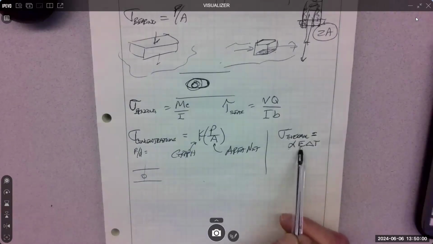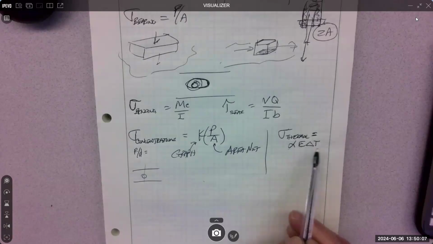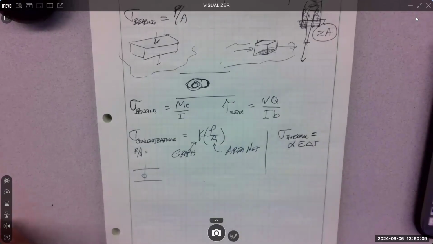What's E? Modulus of elasticity, that is a material property, and that's the temperature change. Yeah.